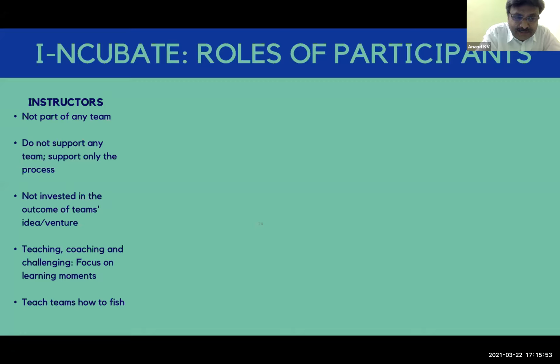And last but not the least, we do not fish for the teams. We teach teams how to fish. So again, only so much can be said about the role of instructors, but this needs to be experienced. That is the first entity.